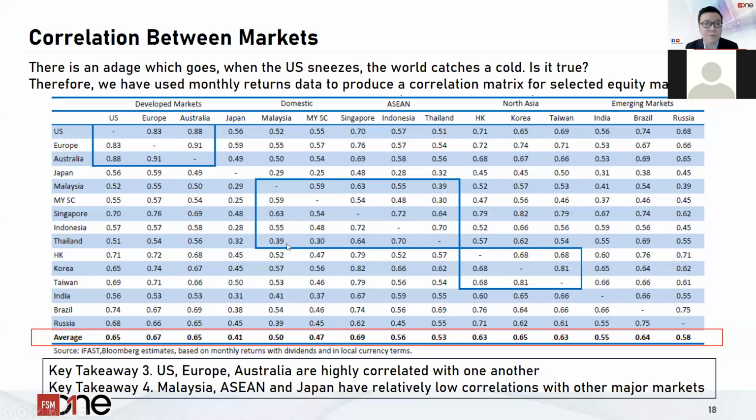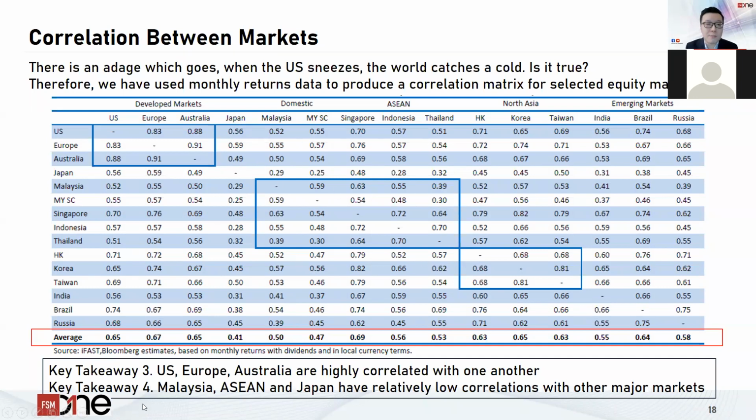So the key takeaway from this slide would be developed markets are quite correlated with one another. You see, US, Europe 0.8, very close to +1. Okay, US, Australia 0.88. So within developed markets, US, Europe, Australia, they move quite positively correlated. Okay, that means when US move up 1%, Europe or Australia would most likely move around that level most of the time. Whereas Japan, they have a slightly lower correlation with one another.